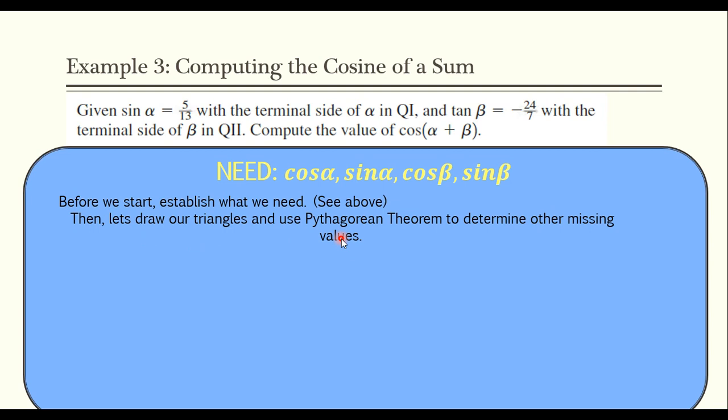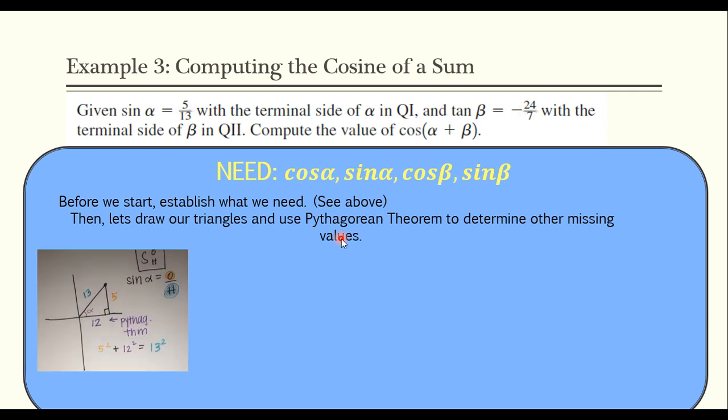Use the Pythagorean theorem to determine the other missing values, and then come up with what we need. So check it out, I drew the first one. Sine of alpha is 5 over 13. Sine is SOHCAHTOA, right? Sine is opposite over hypotenuse. So I have sine of alpha is my opposite over my hypotenuse.